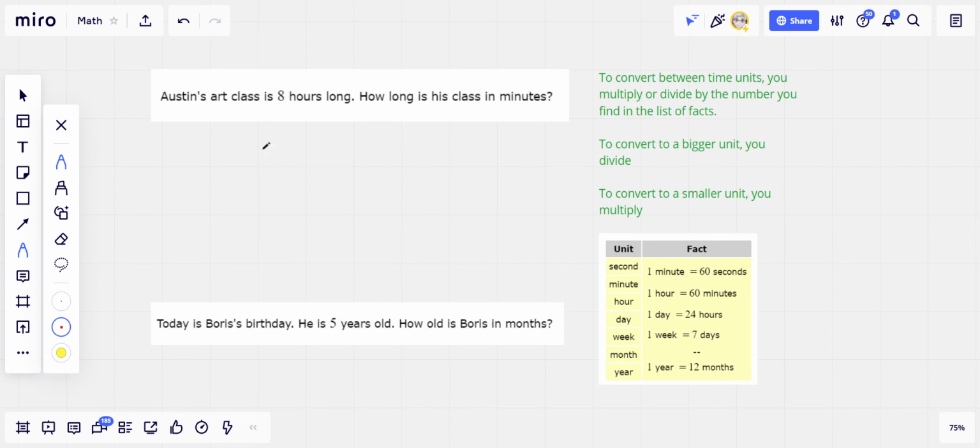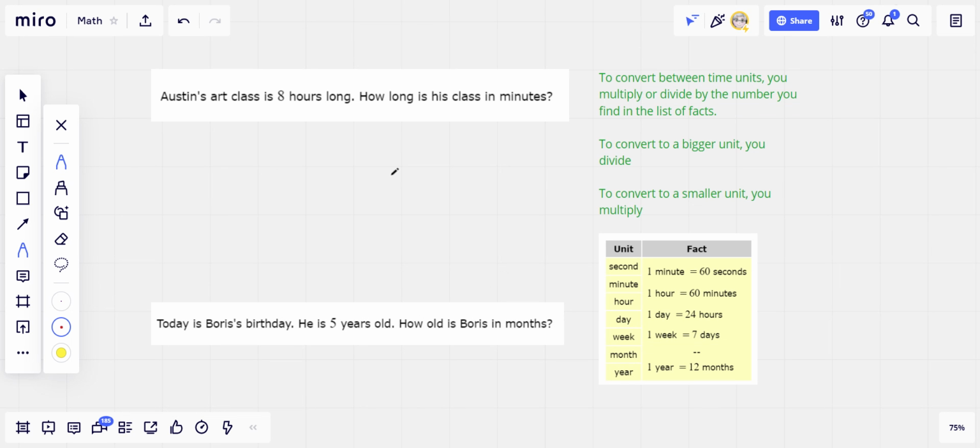In these problems, we are converting between units of time, like seconds to minutes, or hours to days, or days to weeks, or years to seconds, or something like that. And to convert between time units, you either multiply or divide by the number in that list of facts, and you probably have most of those facts in your head.